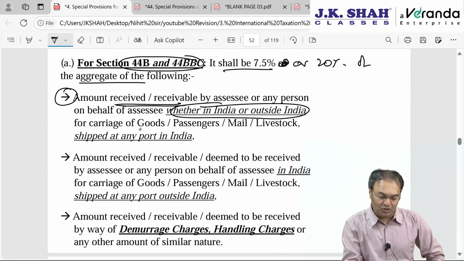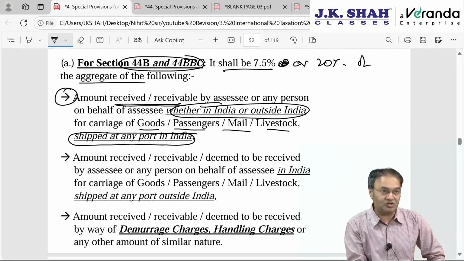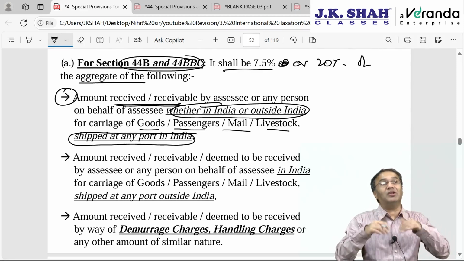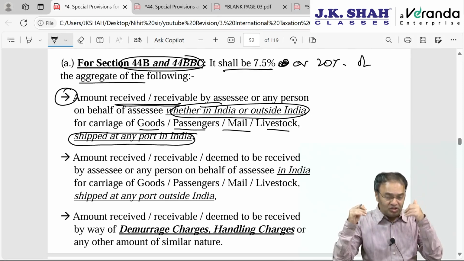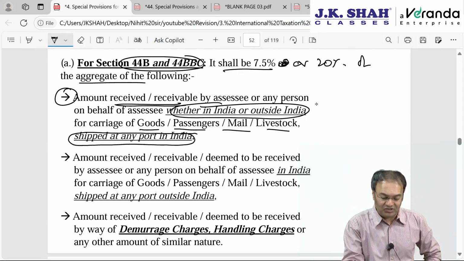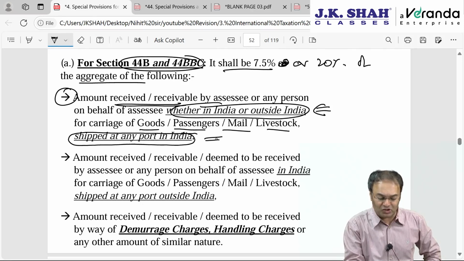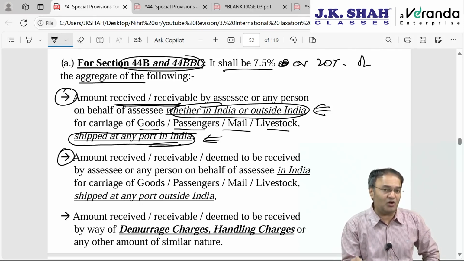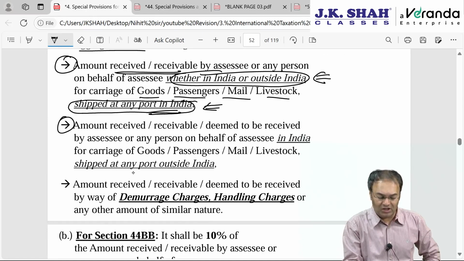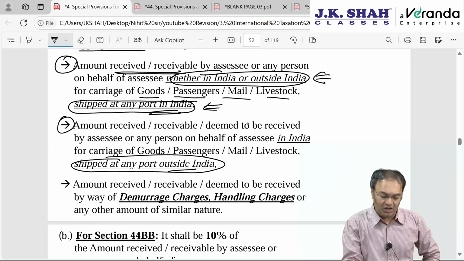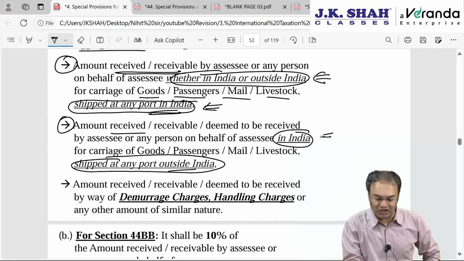It says if the goods, passenger, mail, livestock are shipped at any port in India. Shipped at any port in India means the journey begins from India. Place of receipt, any place whether in India or outside India, but the origination of journey is from any port in India. Second possibility, place of receipt is in India: shipped at any port outside India, but the money is received in India. Received, receivable, deemed to be received in India.